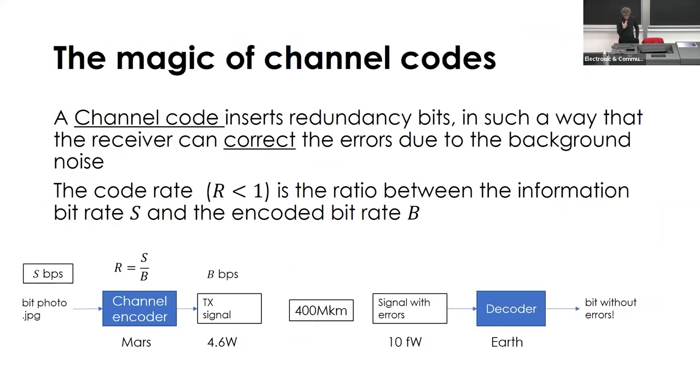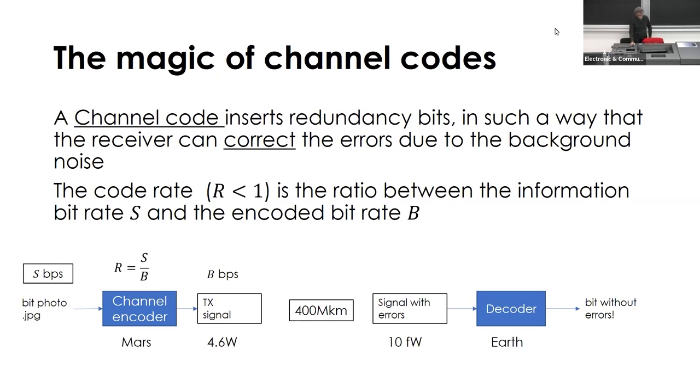And now here comes the magic of channel codes. Channel codes are a very important block that you find in all transmitters and receivers in modern digital communication. It is a peculiarity of digital communication. Basically, the idea is pretty simple. You insert some redundancy, so you add some bits to be transmitted in such a way that at the receiver, you can correct the errors due to the background noise. So the noise is introducing errors and you can correct them.